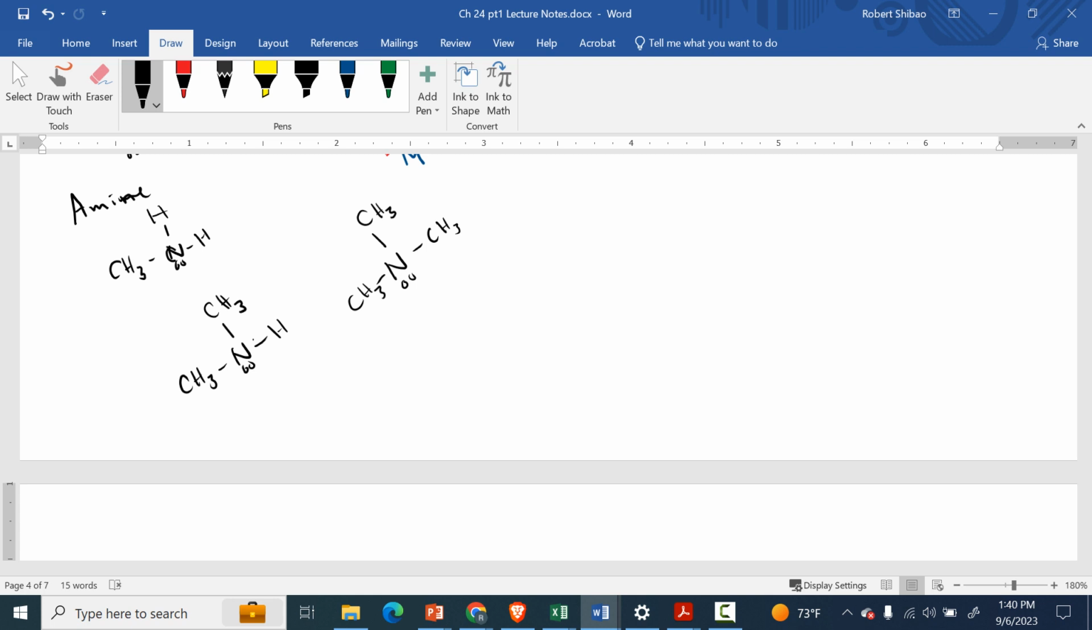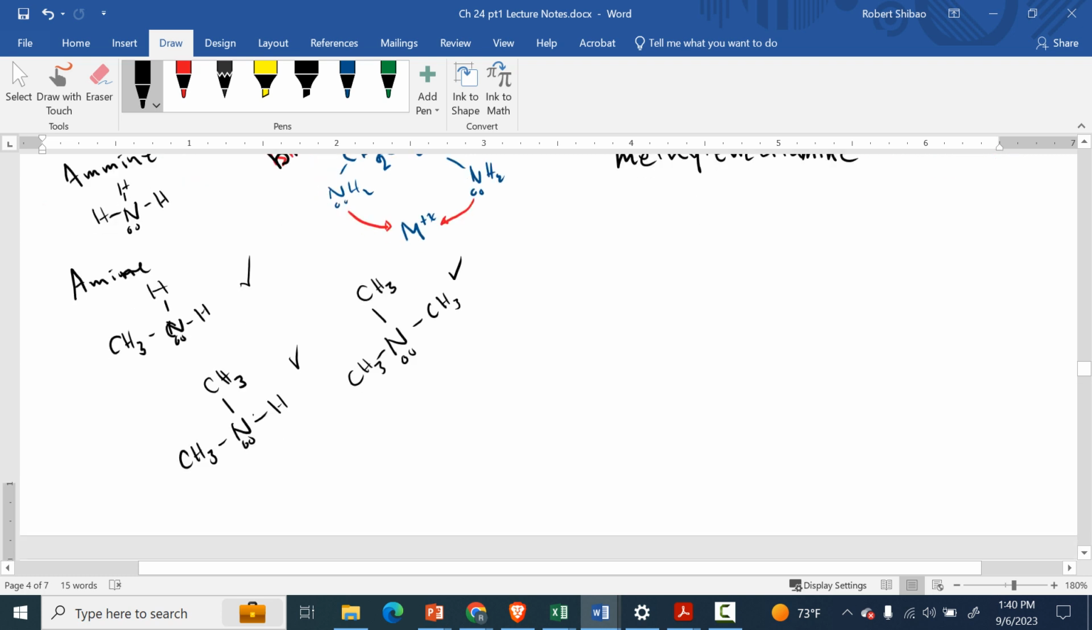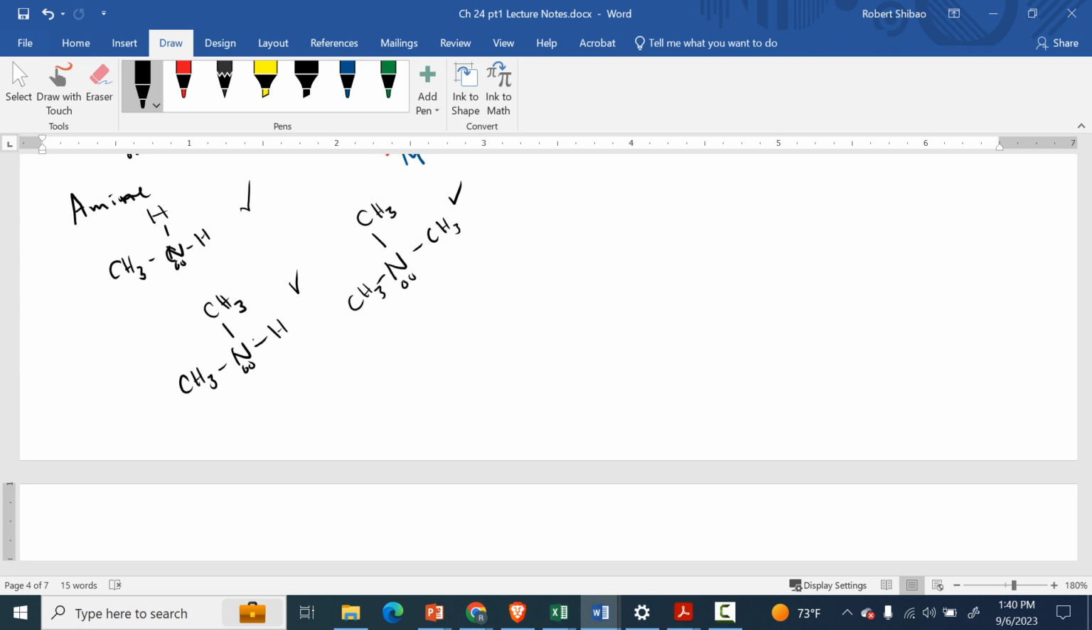And so all these are amines. These are all going to behave as weak ammonia-like bases. And so they're very similar to ammonia. How about this one?